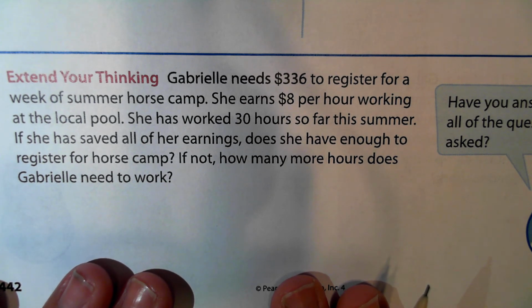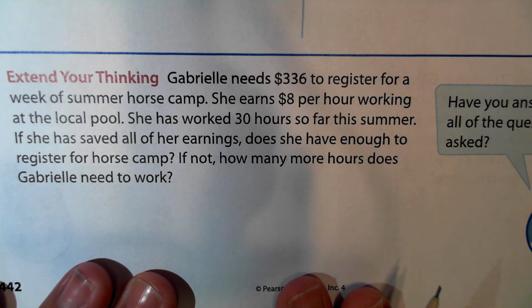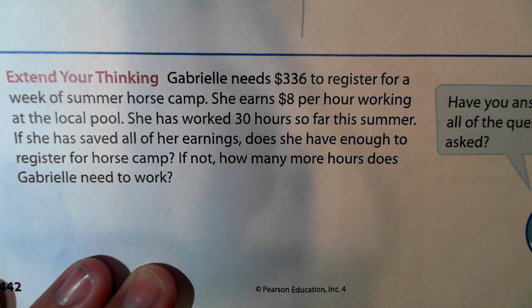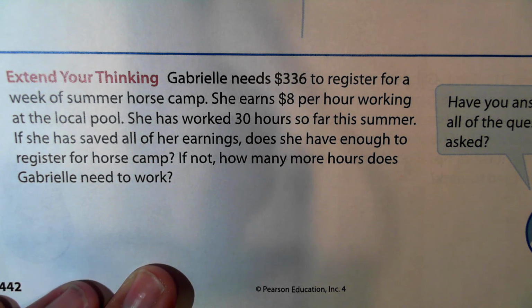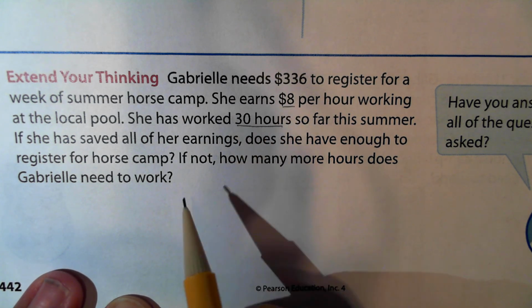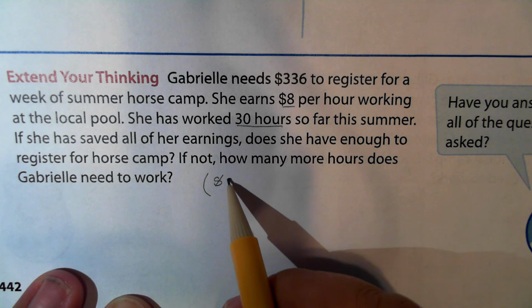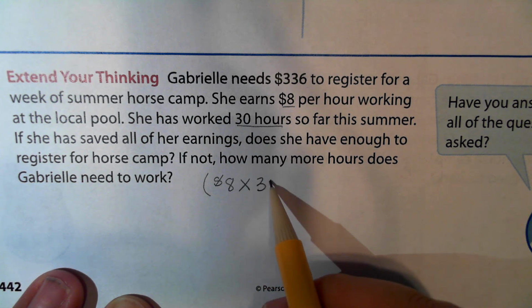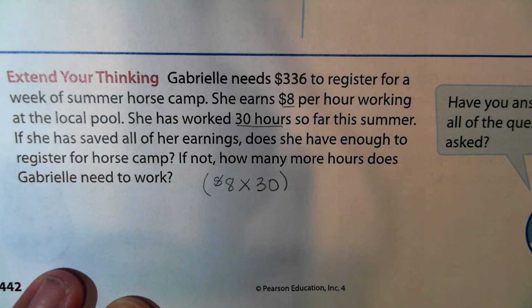Gabrielle needs this much money to register for a week of summer horse camp. She earns $8 an hour working at the local pool. She's worked 30 hours so far this summer. If she has saved all of her earnings, does she have enough to register for horse camp? If not, how many hours does she need to work? Alright, so the first thing we're going to do is multiply how much she makes an hour by the number of hours worked already. So, $8 an hour times 30 hours will give me that.